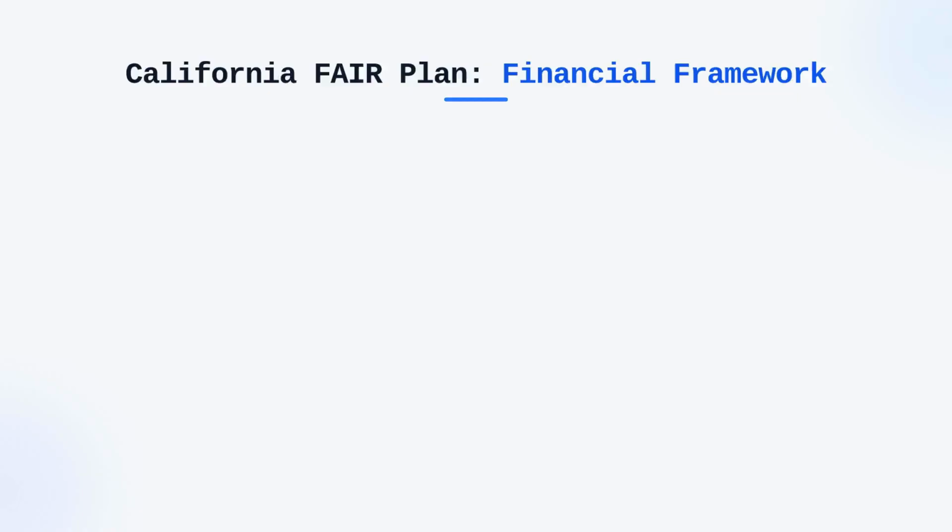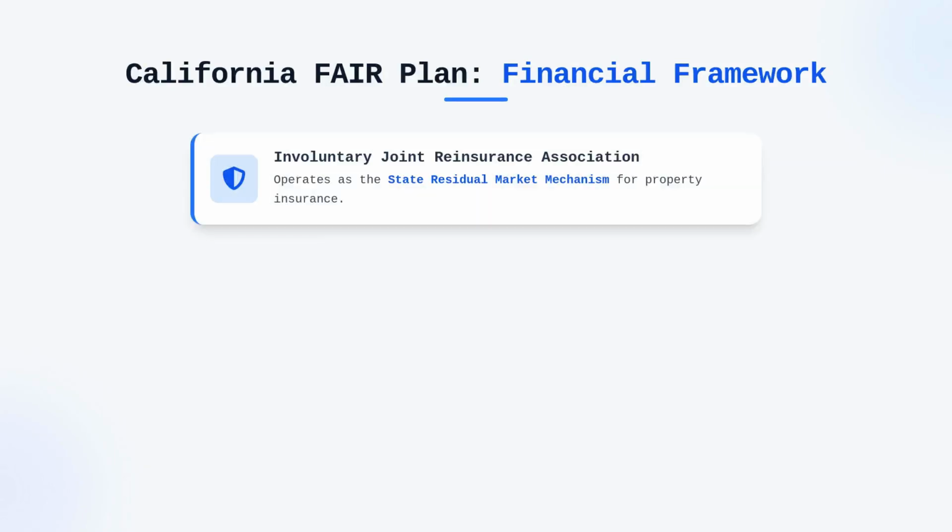Welcome back. Today we examine the financial framework that enables the California Fair Plan to operate as the state residual market mechanism for property insurance. While the Fair Plan issues policies and manages claims much like a standard insurance carrier, it is fundamentally structured as an involuntary joint reinsurance association. This means it does not possess independent capital in the way a conventional private corporation does, nor is it funded by taxpayers or state revenue.